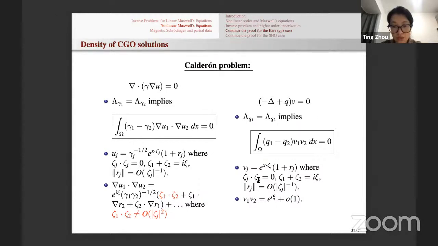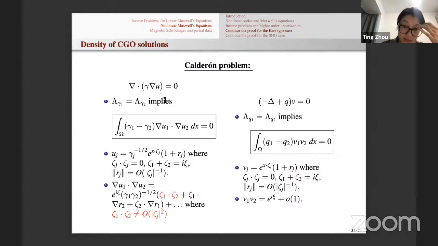So let me try to explain what I wrote down here. On the right is what we usually do for the Calderon problem proof, where you reduce everything to the Schrodinger equation case. The boundary DN map will give you this integral identity in terms of the solutions for the Schrodinger equation. Then with V1, V2 being the CGO solutions plugged in, the product gives you the Fourier transform of Q1 minus Q2.